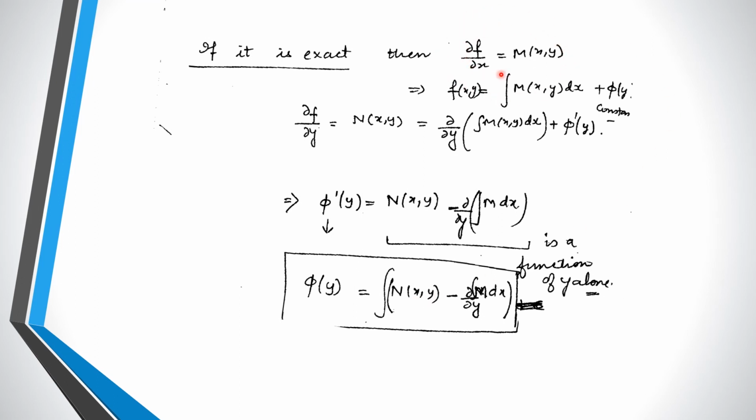obtained from this formula. Since we know that capital M is nothing but the partial derivative of f with respect to x, we can integrate both sides with respect to x. So we have f of x, y is equal to the integral of M with respect to x plus some constant. Now here the constant may be a function of y, because when you take its partial derivative with respect to x, what is the partial derivative of f with respect to x?